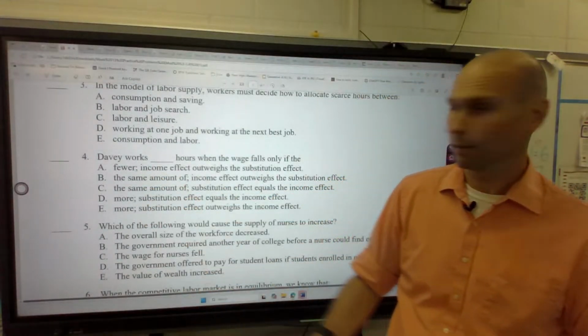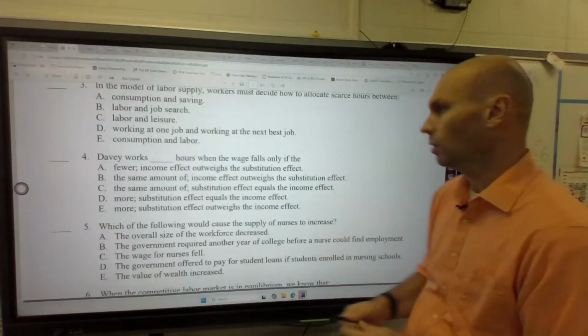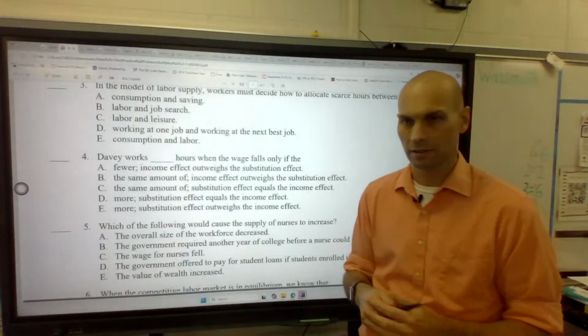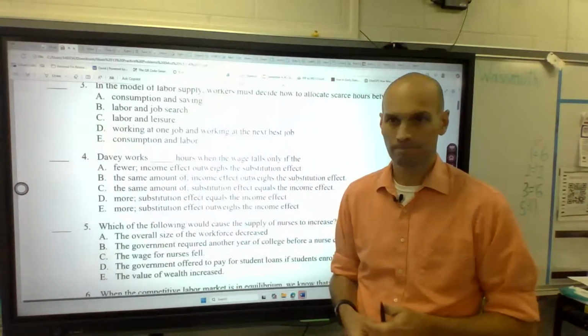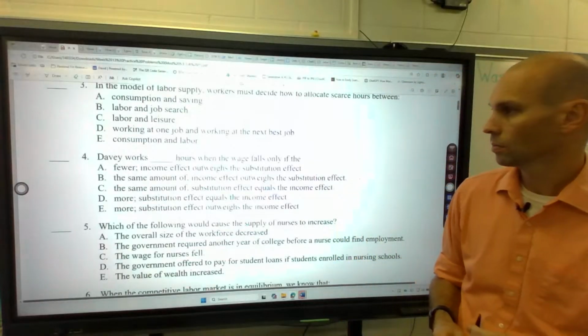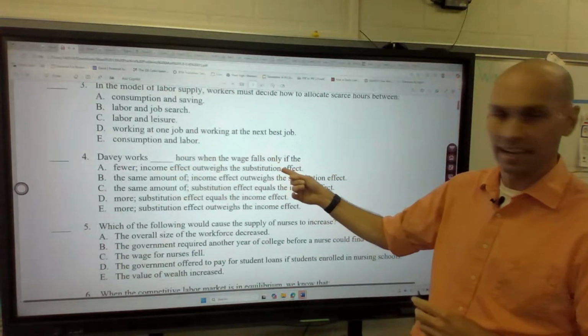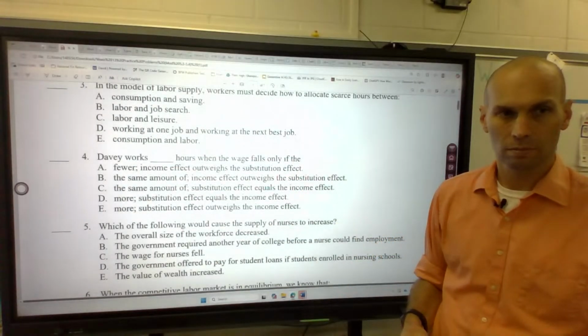So let's see if those are right. Same amount, the income effect outweighs substitution effect? No. Same amount, substitution effect equals the income effect? Yep. That just means that they're both fighting each other and it's a vertical line. For A, is the opposite true then? If the substitution effect outweighs the income effect, that's when it would be fewer. Correct. When that's outweighed, upward slope.